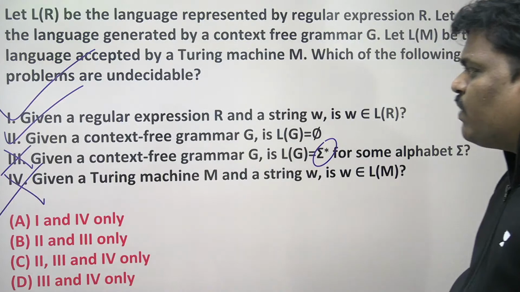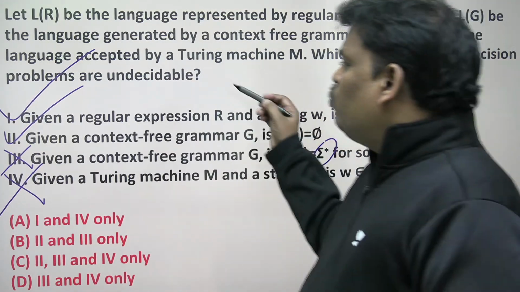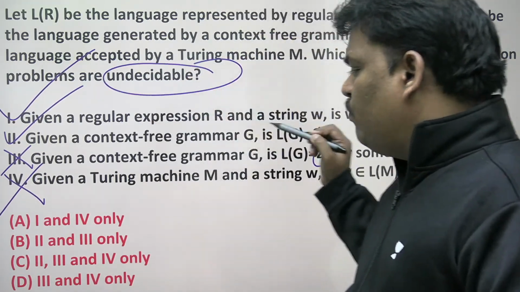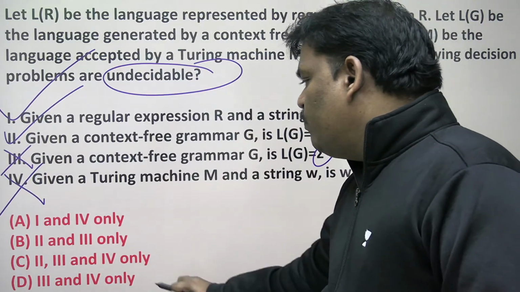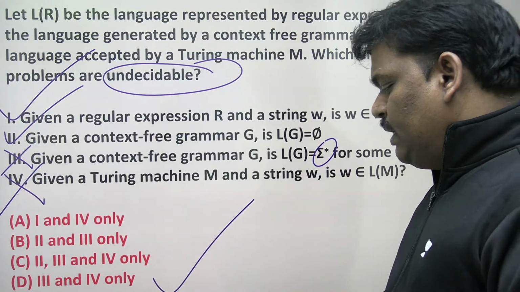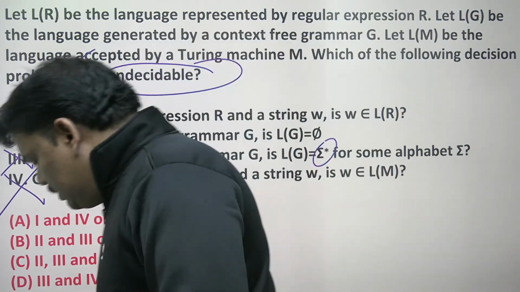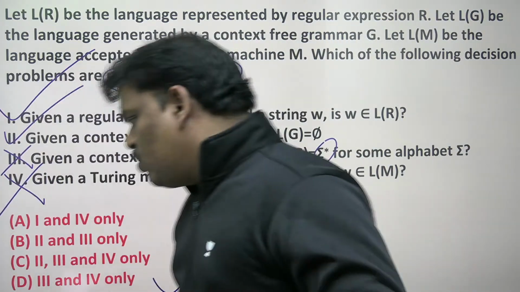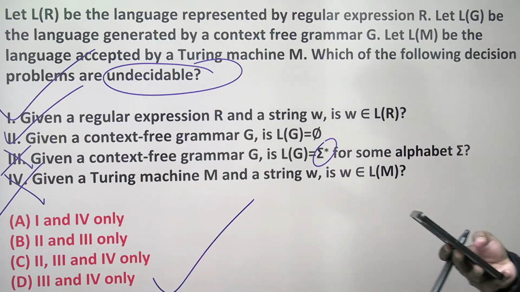So what is the answer for this one? They are asking which are undecidable. I think 3 and 4 are undecidable. Answer is D. Check one time. Answer D.